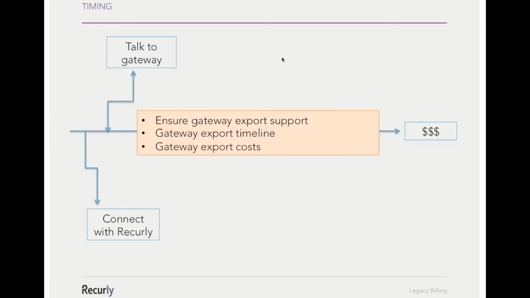So the next step is to talk to your gateway. You need to ensure that your gateway supports data exports. You need to understand their timeline. Some gateways are absolutely rapid fire and will turn around same day. Others only do this sort of process quarterly, or maybe they need some sort of executive escalation to do this. So you want to know what their timeline is. And a very select few gateways will charge you to export your data. So that's also something to consider.